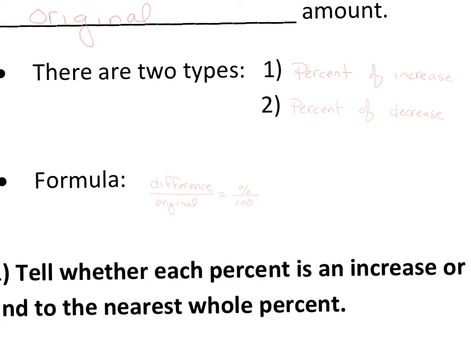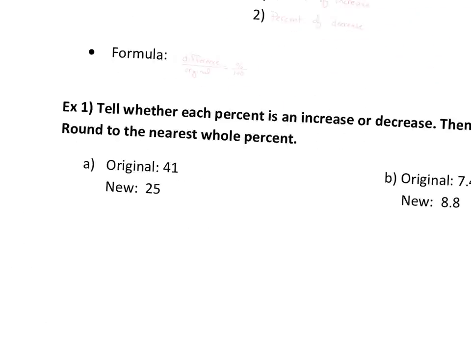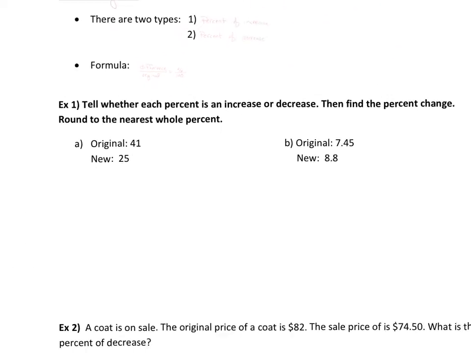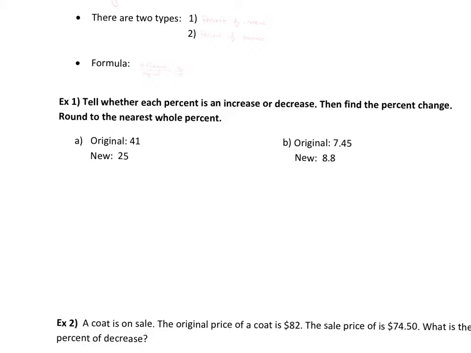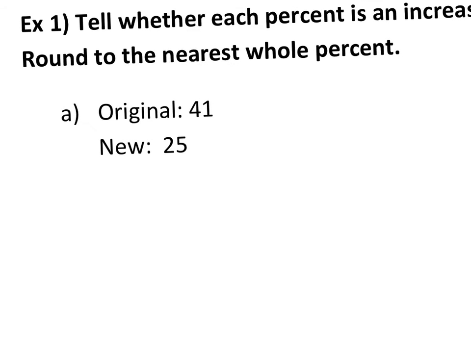And so we have another formula. So the other day we talked about is over of equals percent over 100. Today we're going to talk about the difference over original equals percent over 100. Okay, all right, so let's take a look here at our first example. So the directions say, tell whether each percent is an increase or decrease, then find the percent of change, round to the nearest whole percent. So we're going to have a whole number as our final answer.